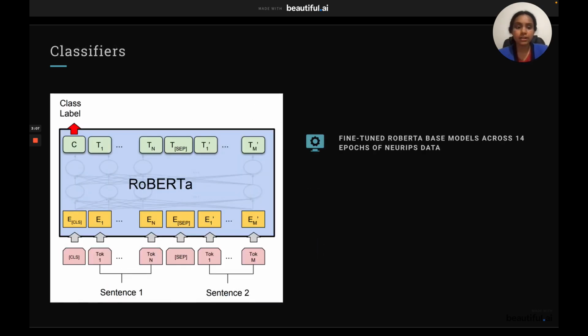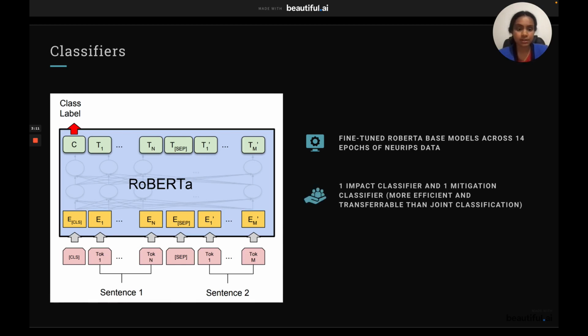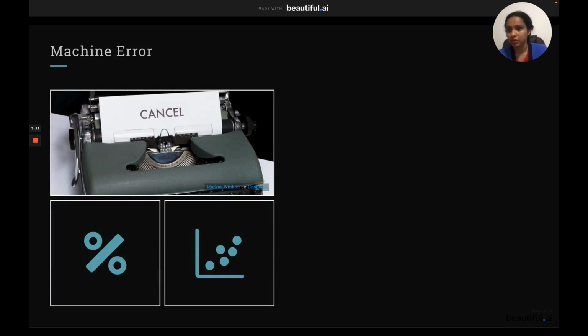And finally, we fine-tune a RoBERTa base model across 14 epochs and NeurIPS data for specifically one impact classifier and one mitigation classifier. This is more efficient and transferable than using joint classification, and the label domain is then restricted to two binary decisions that allows us to use a softmax head.